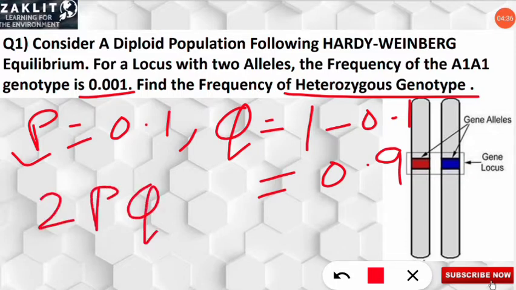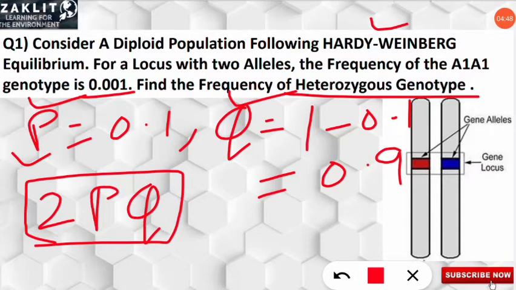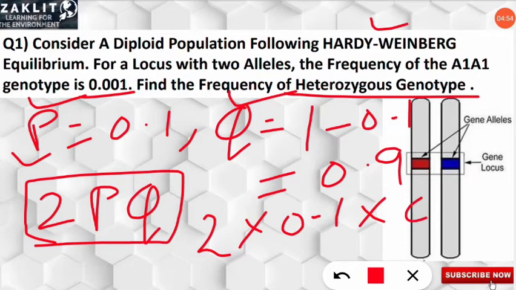So you all know p squared plus 2pq plus q squared is equal to 1, which is according to the Hardy-Weinberg equilibrium. And here we have got p, from p we got the q, and now we will do simply 2pq, that is 2 multiplied by p, that is 0.1, multiplied by q, which is 0.9. So after multiplying that, we will get the value 0.18, which is the answer.